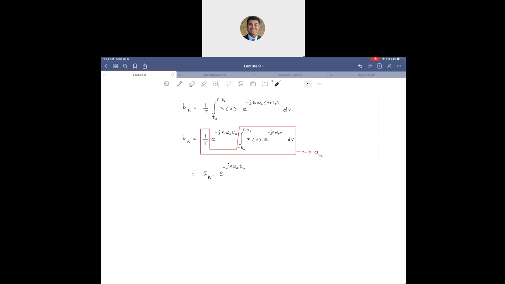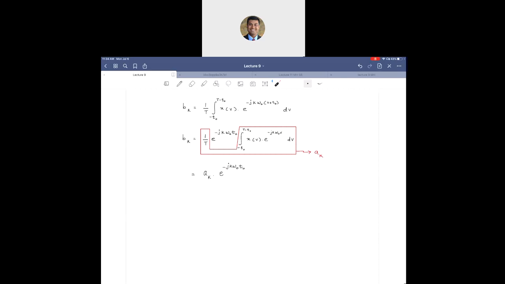The only difference is we are going over one time period, right? Minus t0 to T minus t0, that's one time period. x of v e to the minus j k omega naught v dv. So that's a sub k multiplied by e to the minus j k omega naught t naught. That gives us the result that we were after. So if you had gone with plus, you would have gotten plus here with the same proof.